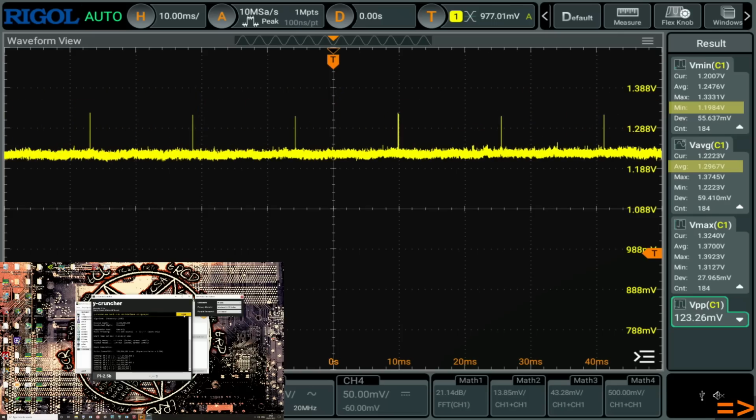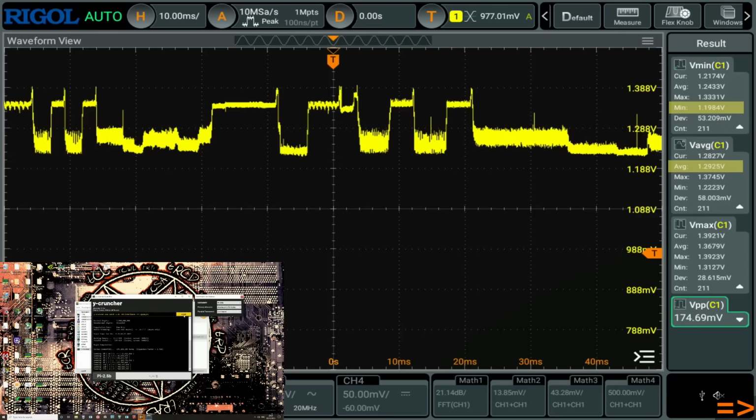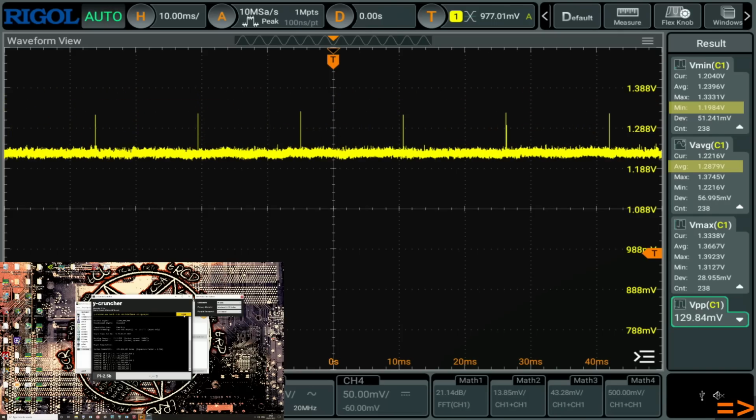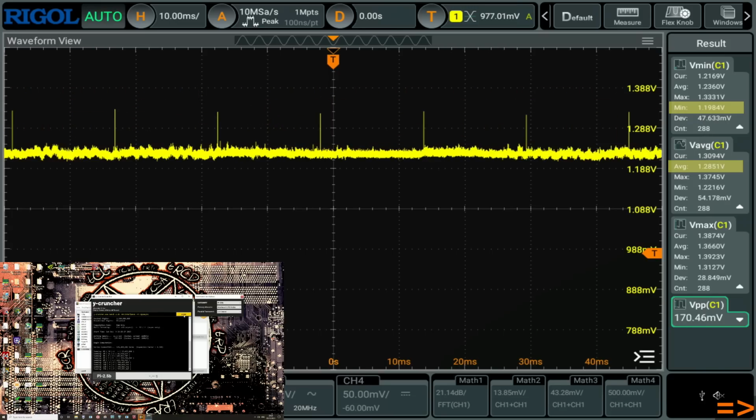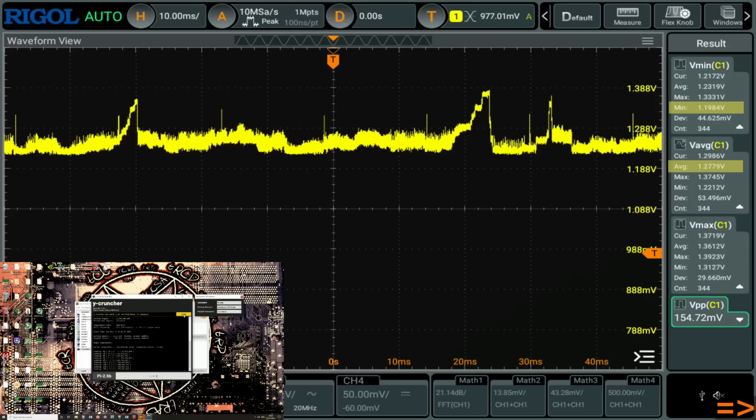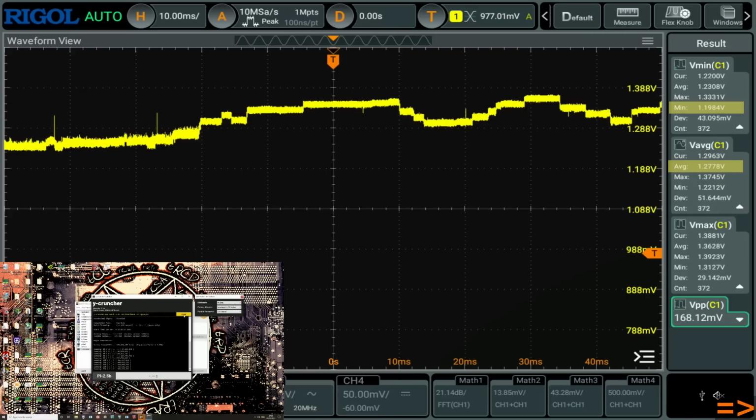Kind of wonder what would happen if you hit this over and over and over again in rapid succession. But I don't think it's worse than just Y-Cruncher with the mouse movement. The small FFT test.